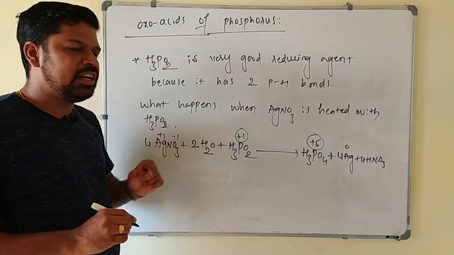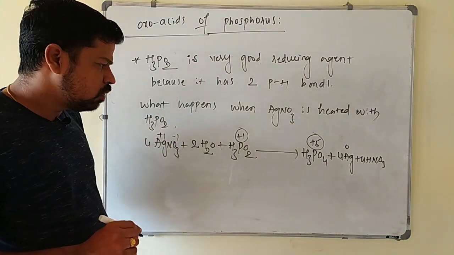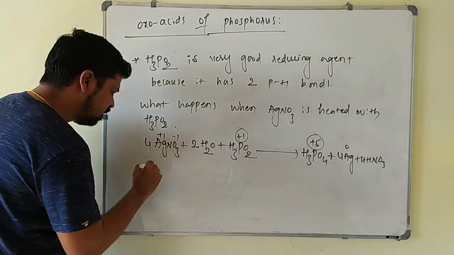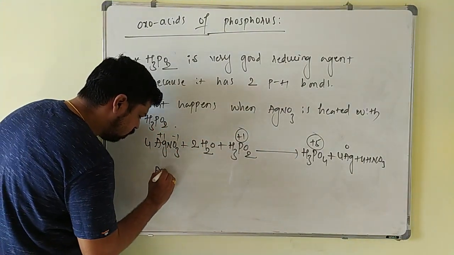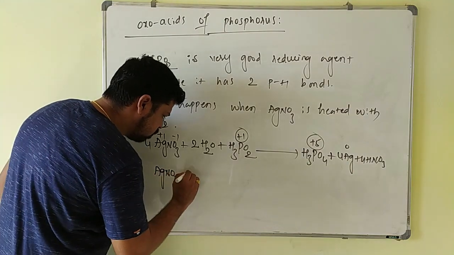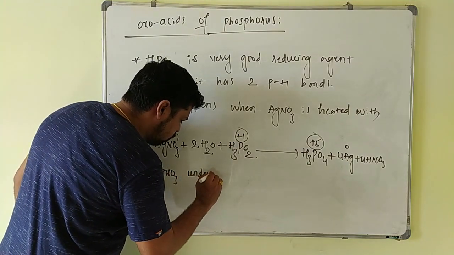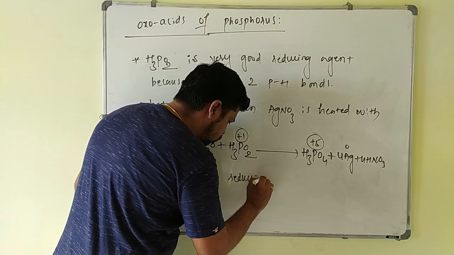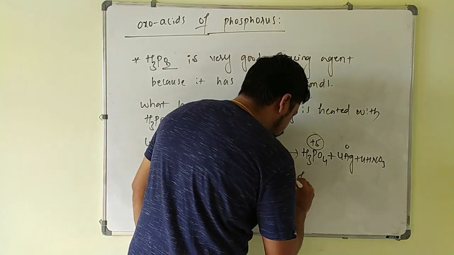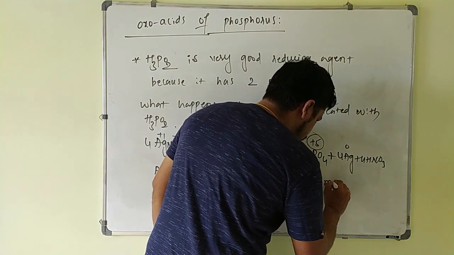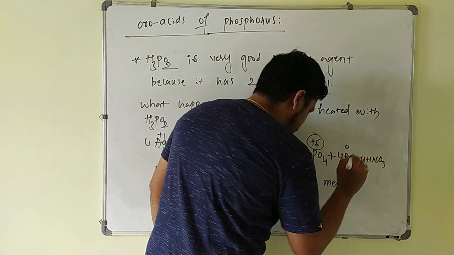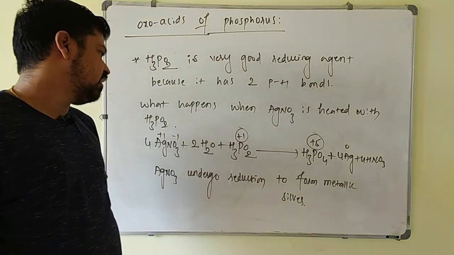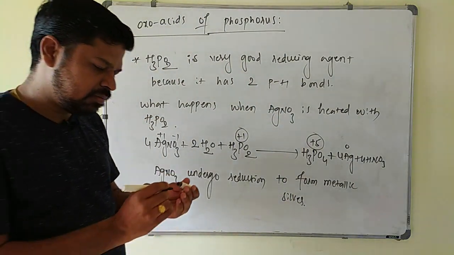So what happens when AgNO3 is heated with H3PO2? This AgNO3 undergoes reduction to form metallic silver. Answer is: AgNO3 undergoes reduction to form metallic silver. Okay, this is one question.